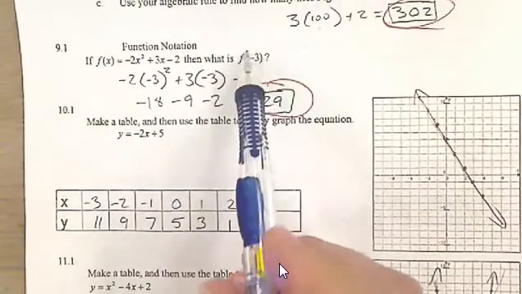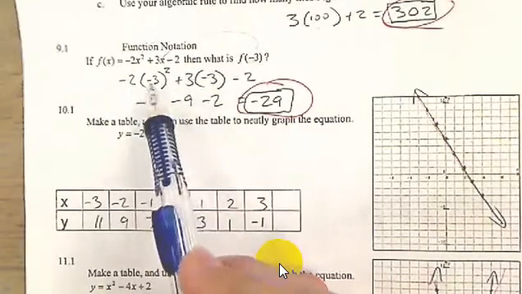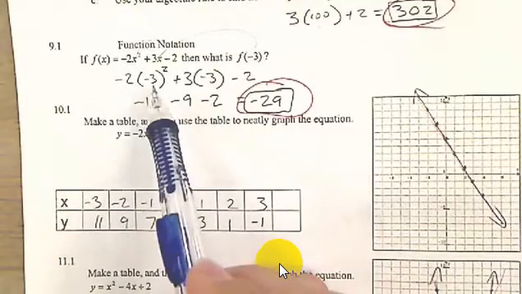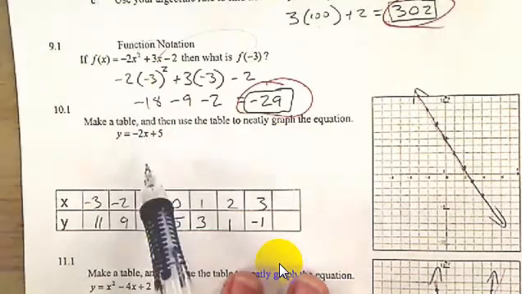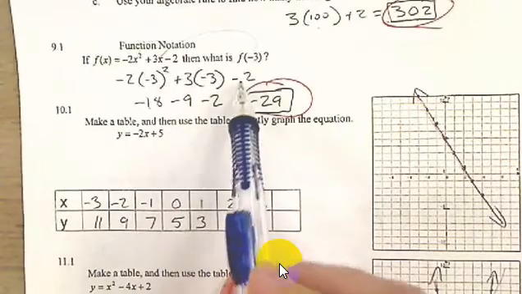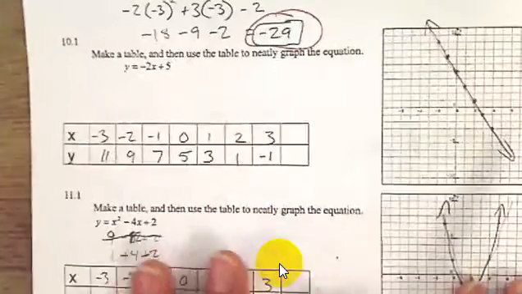f of negative 3 means take negative 3, plug it in for the x and the other x. That's why the negative 3 is here and here. Always use parentheses so you don't lose any of your negatives. Negative 3 squared is 9. 9 times negative 2 is negative 18. Negative 3 times 3 is negative 9. And there's my minus 2. Combine like terms, and there you are.